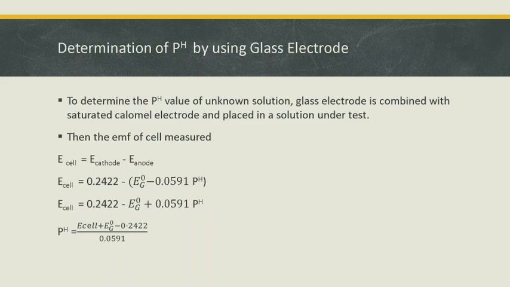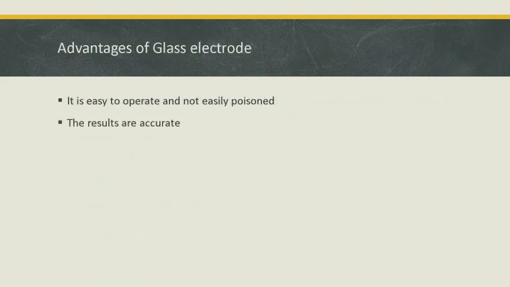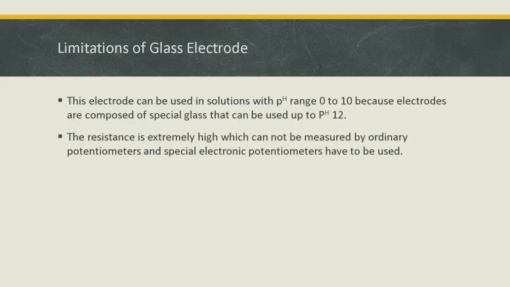Coming to the advantages of the glass electrode, it is very easy to operate and not easily poisoned, and the values are very accurate. Coming to the limitations of the glass electrode, this electrode can be used only in the pH range 0 to 10, because the electrodes are composed of special glass that can be used up to pH 12. That is the main reason we can use this electrode only in the pH range from 0 to 10. And the resistance is extremely high, which cannot be measured by ordinary potentiometers, so we use special electronic potentiometers.